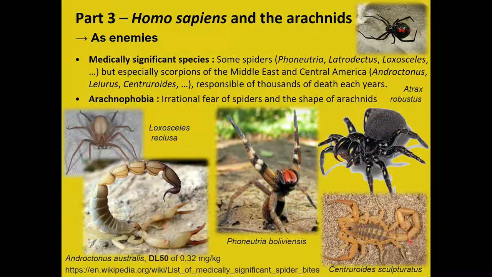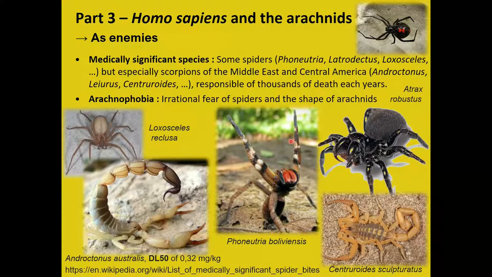Centruroides, the bark scorpion, is from Mexico and North America. It kills a few people each year, but not as much as the North African species. Every Australian knows about this one. This is the funnel-web spider. It doesn't kill anyone anymore because we have a strong anti-venom, but it was a big problem before. It lives in houses, for example.